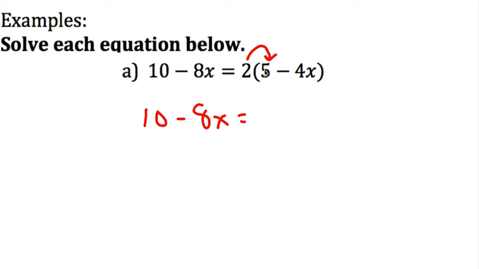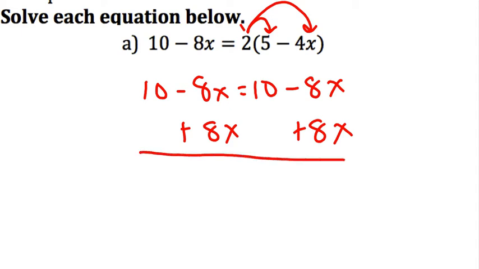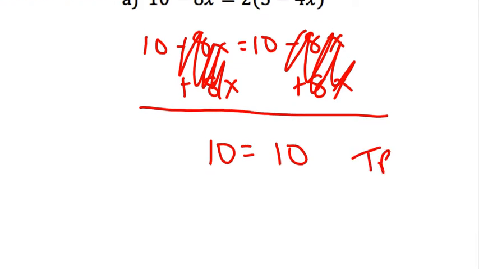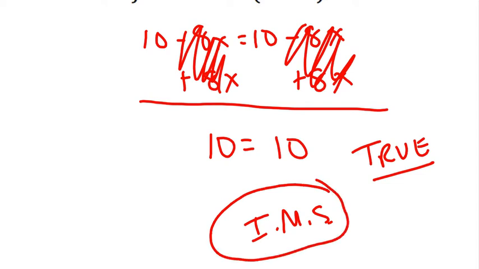Over here, I need to do my distributive property. 2 times 5 is 10. 2 times negative 4x is negative 8x. Now I need to move my variable over. It doesn't matter which one we move. I'm adding 8x to both sides. And we can see here that the variable cancels on both sides. So then I want to ask myself, is this a true statement or a false statement? Well, 10 is equal to 10, so I know this is true, right? And if it's true, my answer is IMS, infinitely many solutions.